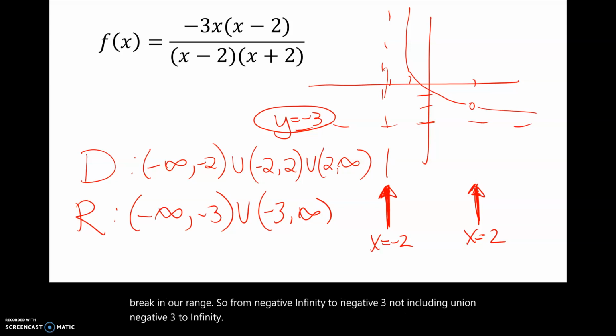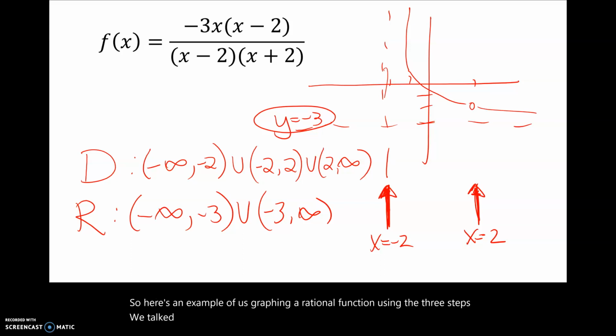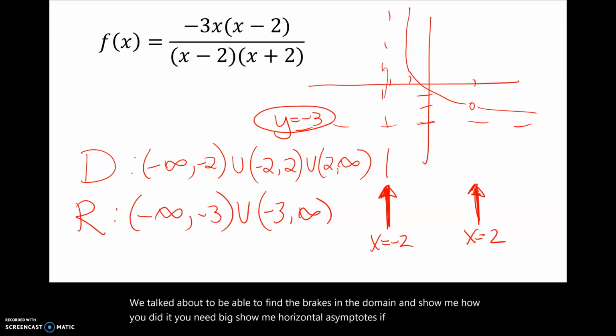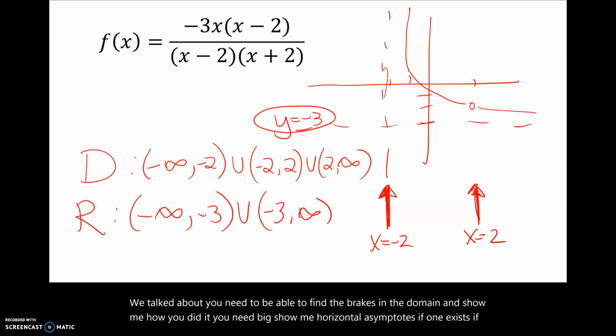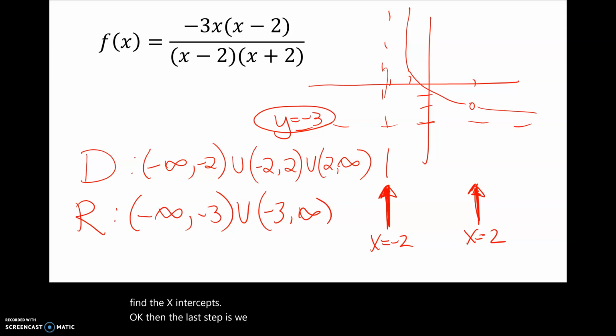So here's an example of us graphing a rational function using the 3 steps we talked about. You need to be able to find the breaks in the domain and show me how you did it. You need to show me a horizontal asymptote if one exists. If not, we have to use a slant. We have to find the slant asymptote. Number 3, you need to find the x-intercepts. Okay? Then the last step is we actually graph it using the calculator and the table off the calculator.